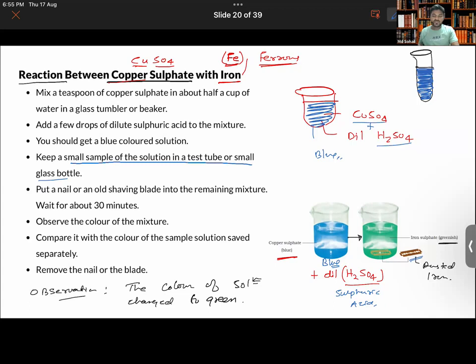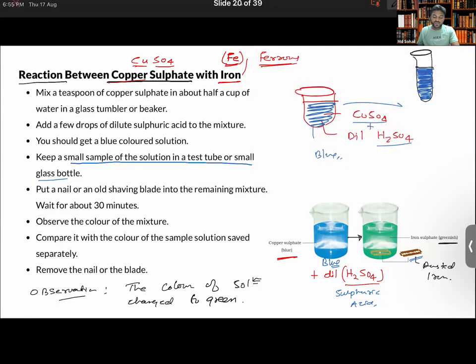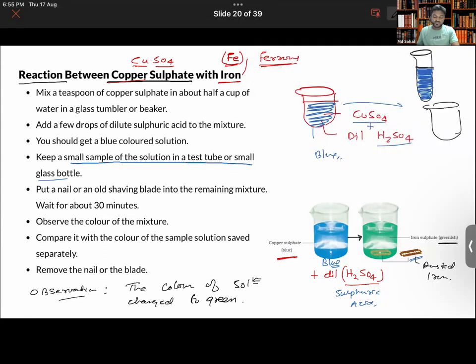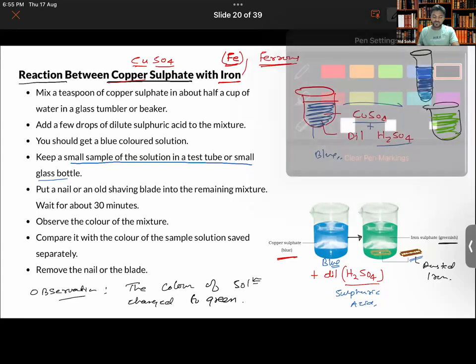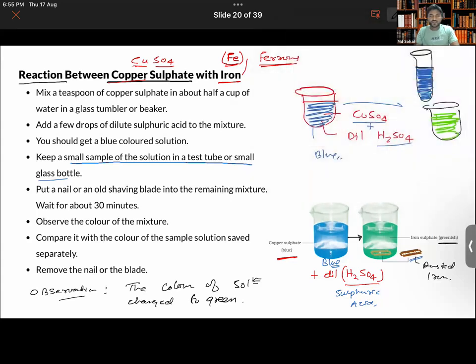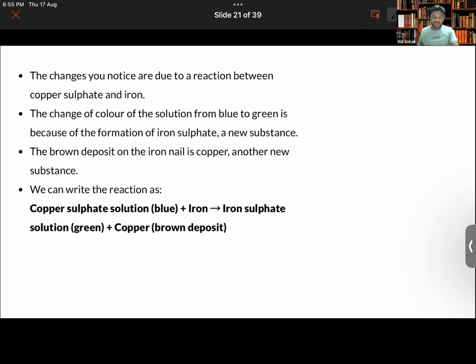Now we observe that the color of the solution from blue changed to what? It changed to greenish color. Getting it? Yes. Okay, now let's see what is the thing we can notice here. The change which happened here was basically due to the reaction that took place between copper sulfate and the iron.